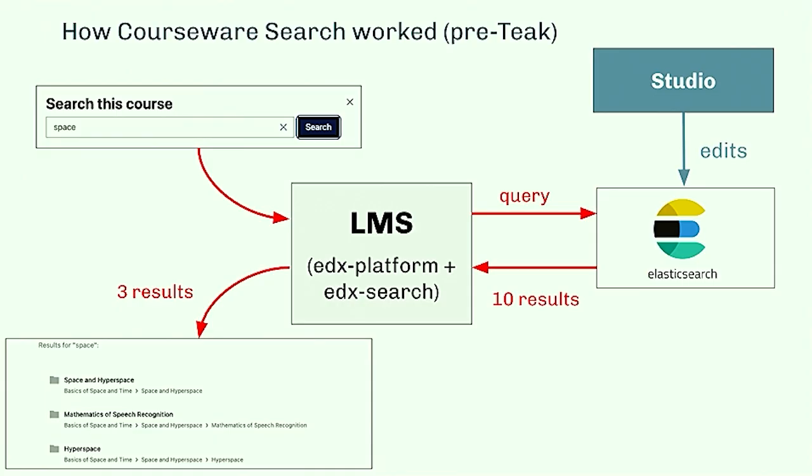The other thing, just in case you're wondering, how does Elasticsearch know the content of the search? That's what you see up in the corner there. Whenever you make any edit in Studio, we take the content, strip it down to the text version of the content, and then send that content to Elasticsearch. So anytime an edit is made to the course, the Elasticsearch index gets updated, and it always contains a copy of all the text that's in the course.